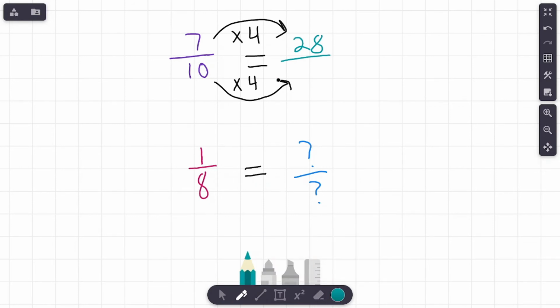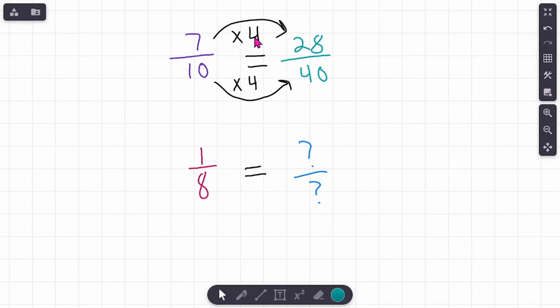What is 10 times 4? Let's think. 10, 20, 30, 40. And there's an equivalent fraction. We multiplied the numerator and the denominator by the same number. Make sure you did that.